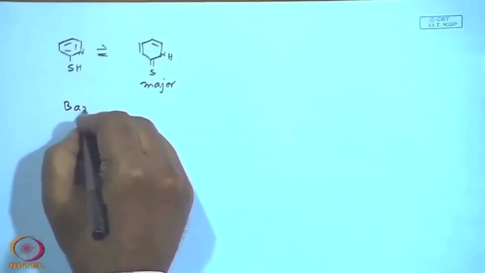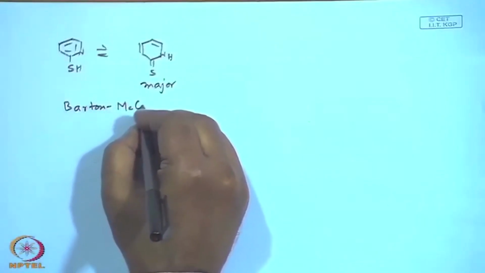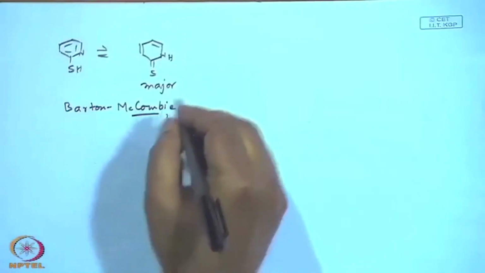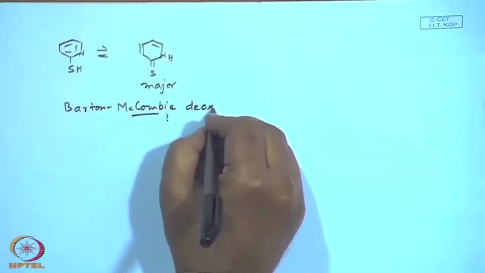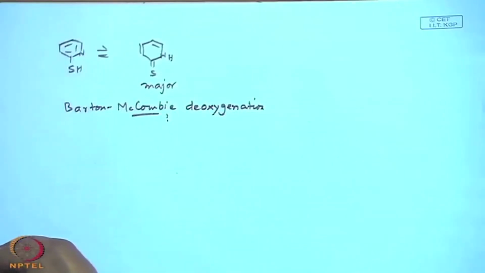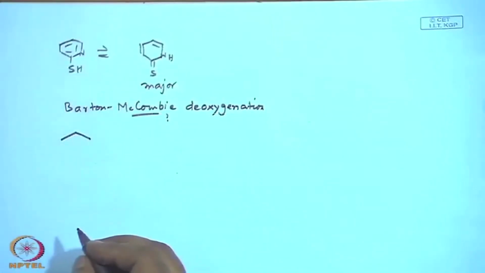Yes, Barton nitrosation reaction, all these things. Barton-McCormick deoxygenation. I may not spell this McCormick exactly, this spelling could be a little wrong, and it is called deoxygenation. What is it? We have to also know these things. This is a very important reaction. You just go through the Caruthers book, and it is there. It is a very famous reaction.